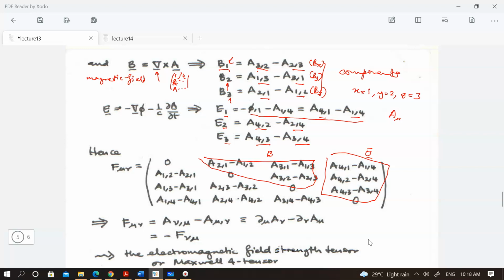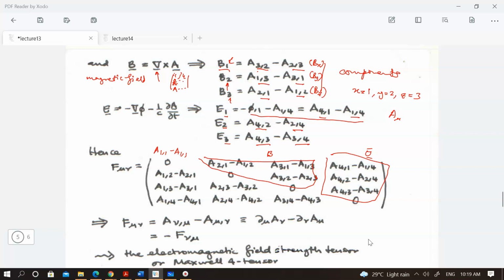This is the first row. So you get 2, 1, 1, 2, 3, 1, 1, 3, 4, 1, 1, 4. First row. Second row, 1, 2, 2, 1. Let me do this. Here I can write A1, 1 minus A1, 1, but that's 0. Same thing here, A2, 2 minus A2, 2, that's 0. And then A3, 2 minus A2, 3, A4, 2 minus A2, 4.